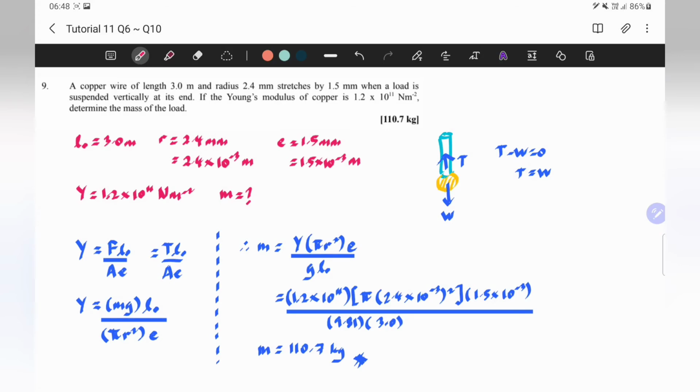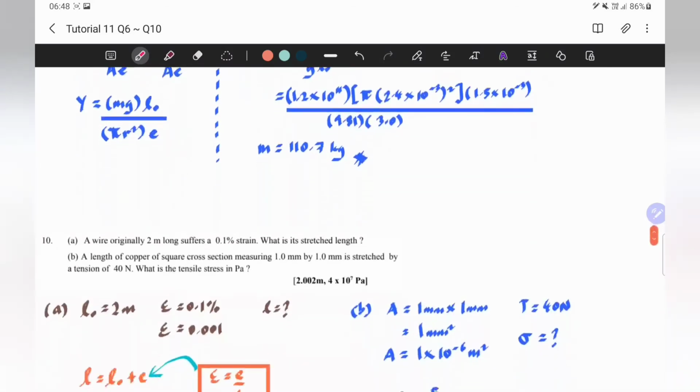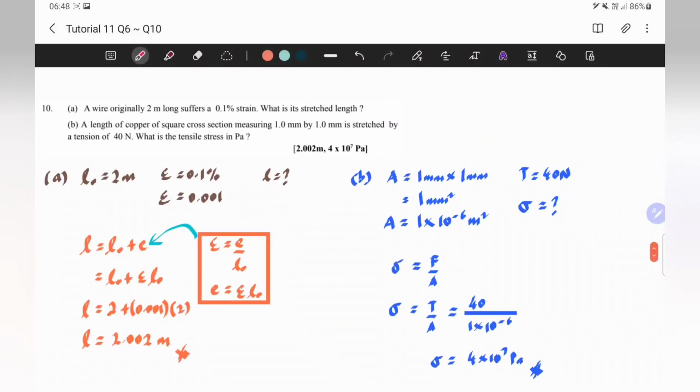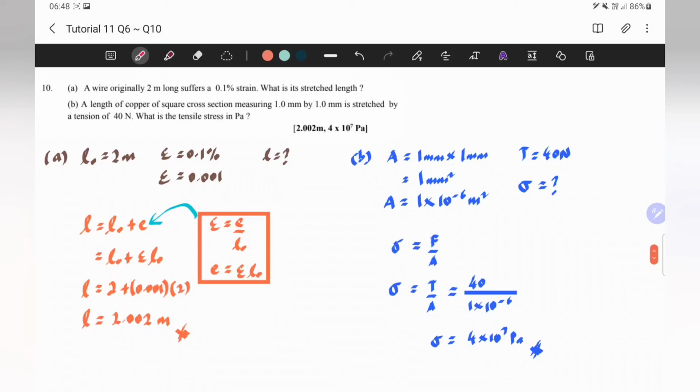Lastly, question number 10. What do we have now for question number 10? Read the question first. We have two different parts, A and B, where these two questions are different. The first one: a wire originally 2 meters long suffers a 0.1% strain. What is its stretch length? They give you the original length and also the strain.